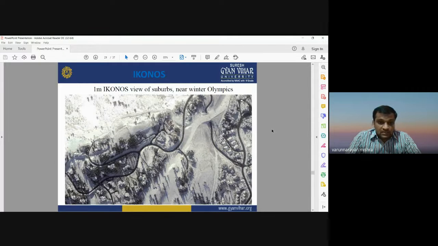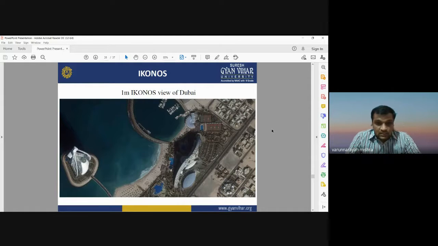IKONOS sensor. It is an image having 1 meter spatial resolution, so you can see it is providing very high detailed information about the Earth surface. That is very much useful for land record management and development of land information system. Okay, so this is another image acquired by the IKONOS sensor over the Dubai area.